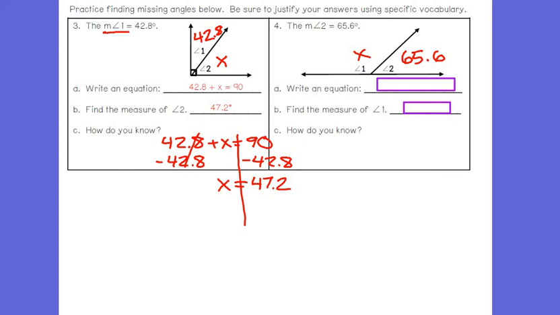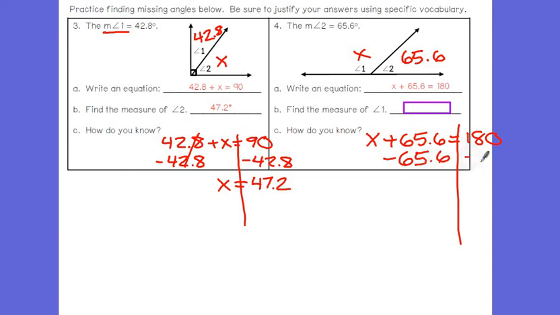X plus 65.6 equals 180. I need to refresh on how to solve this. Okay, I noticed that X is not married. It has kids. I need to move the kids over. How do I move them over? Subtract 65.6 from both sides. X equals 114.4. So the measure of angle 1 is 114.4 degrees.